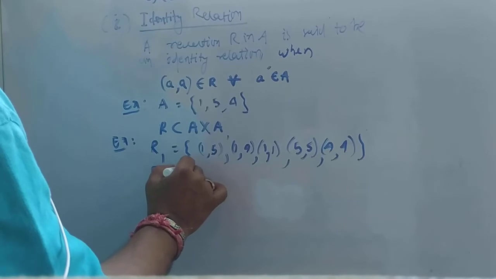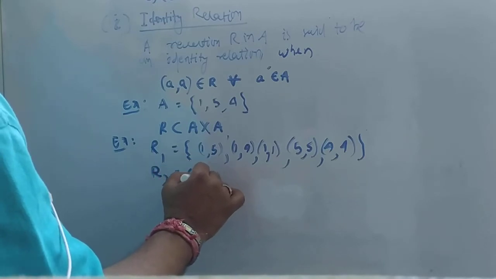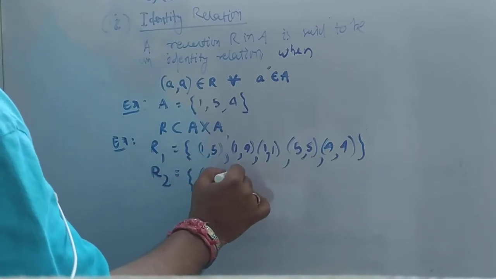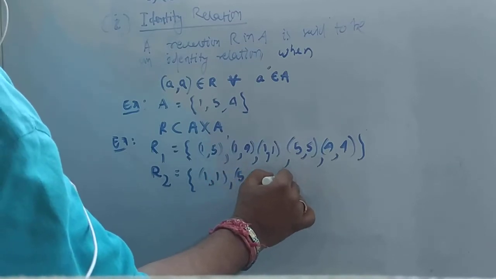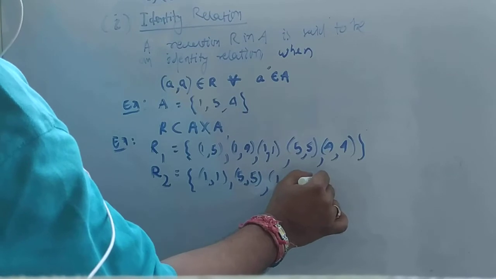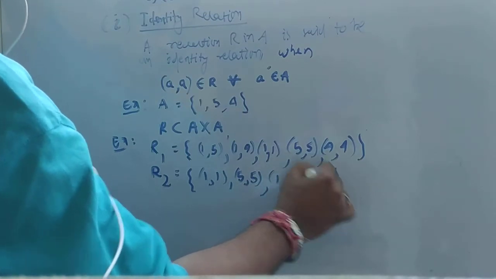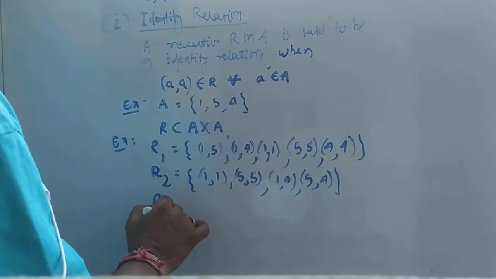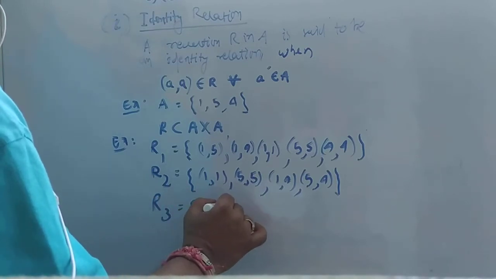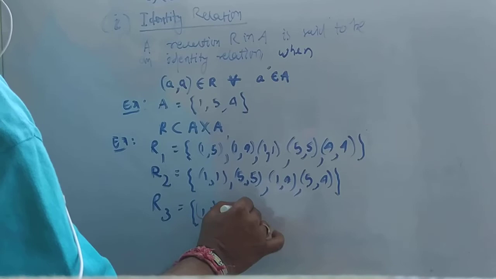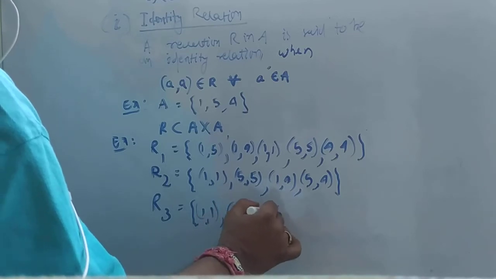R2, another relation: (1,1), (5,5), (1,4) and (5,4). Okay, and R3: (1,1), (4,4), (5,5).